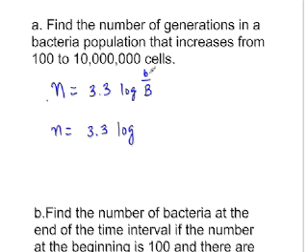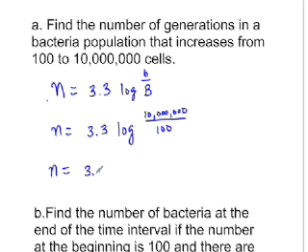So little b is the larger amount we're increasing to. This is the end of the time interval, so little b is 10 million. And capital B is the beginning of the time interval, so that would be 100. And we can simplify this fraction.